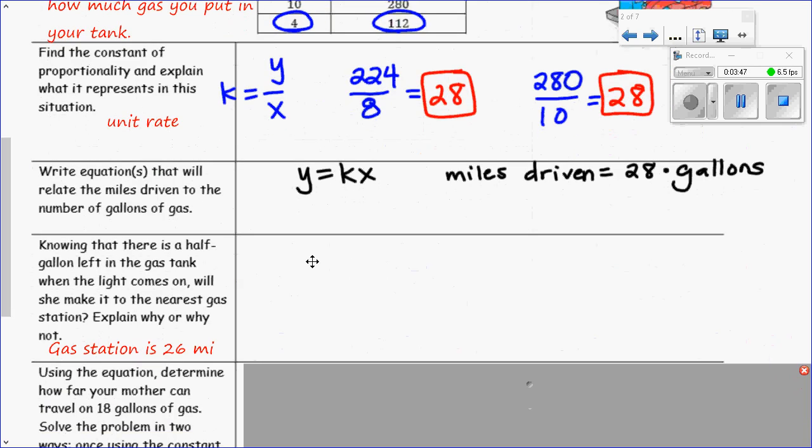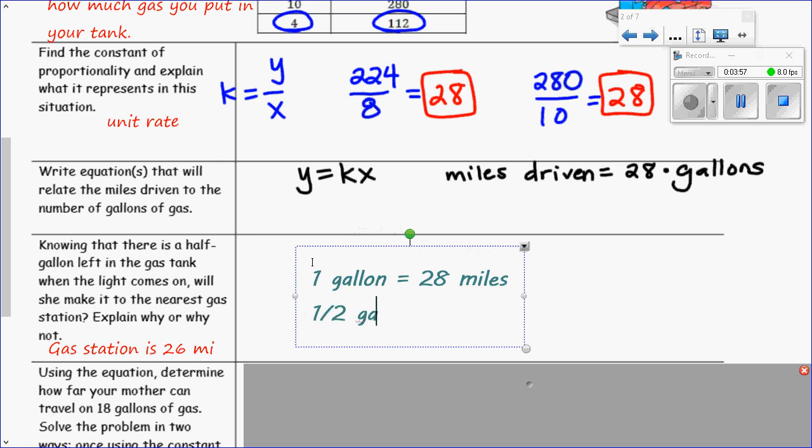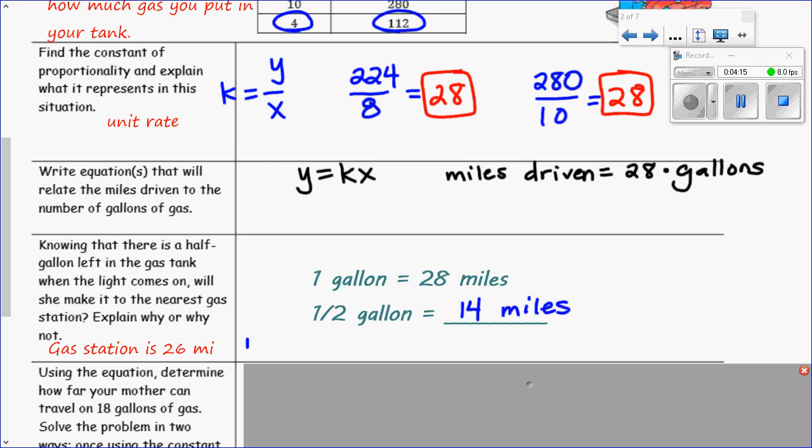If 1 gallon is 28 miles, then half a gallon, how far could I go with half a gallon? I want you to try to fill that in. How far could you go with half a gallon? One gallon is 28 miles, so half a gallon would be half of that, 14 miles. So do I have enough? No, because I can only go 14 miles.